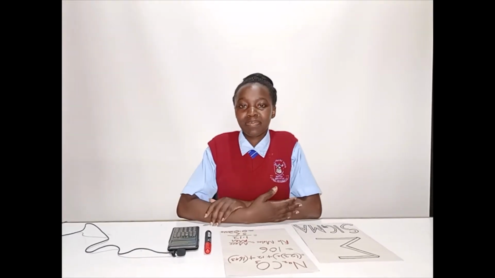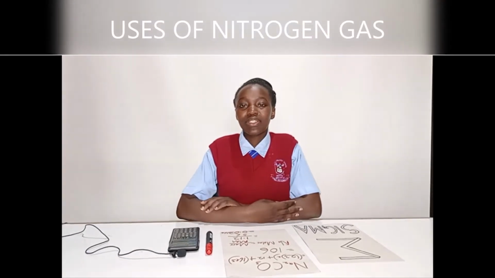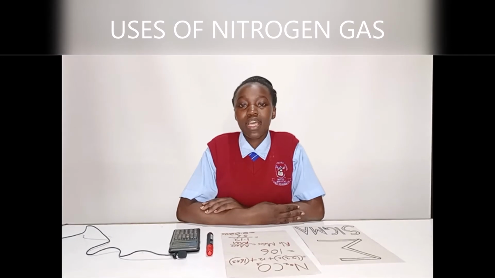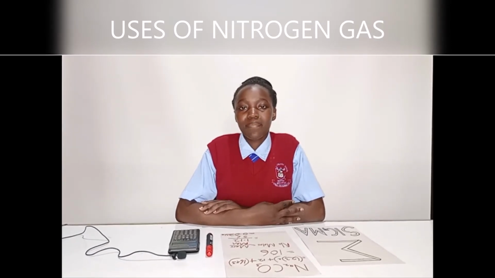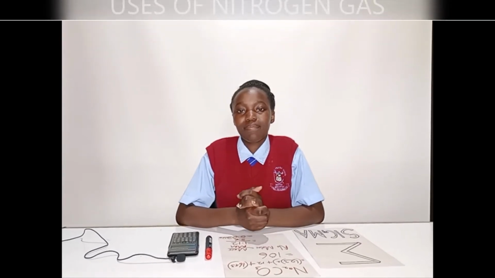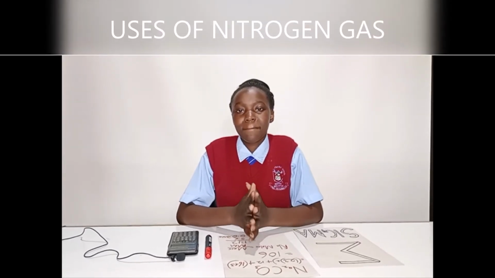Next question. State one use of nitrogen. Nitrogen is used as a raw material in the Haber process. That is very correct. You can also use it to preserve semen in artificial insemination. That one is correct for 1 point.